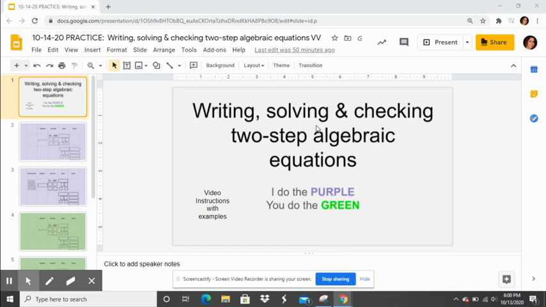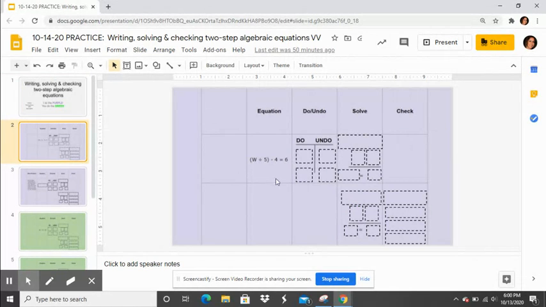Writing, solving, and checking two-step algebraic equations. Practice. Now, the notes for this assignment were given to you yesterday with the original equation notes. So refer to those if you need additional help. So I'm going to go ahead and work through the purple slides.